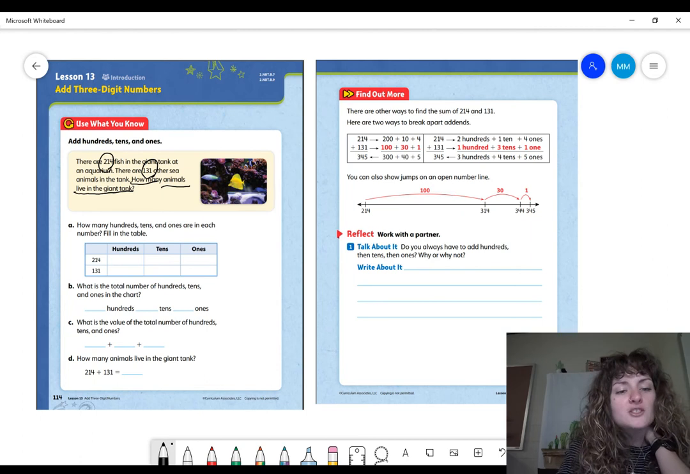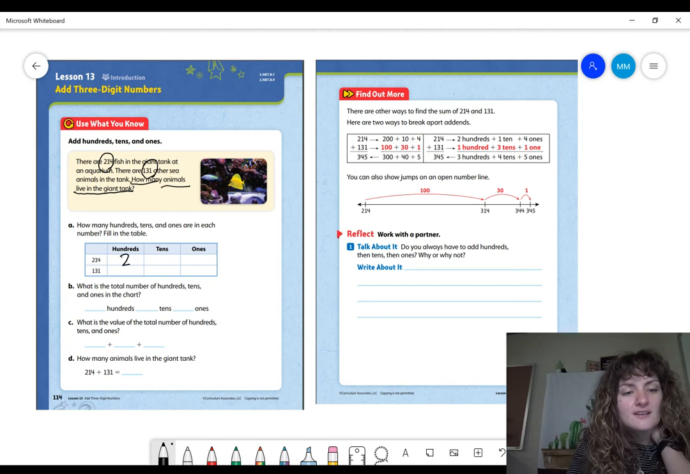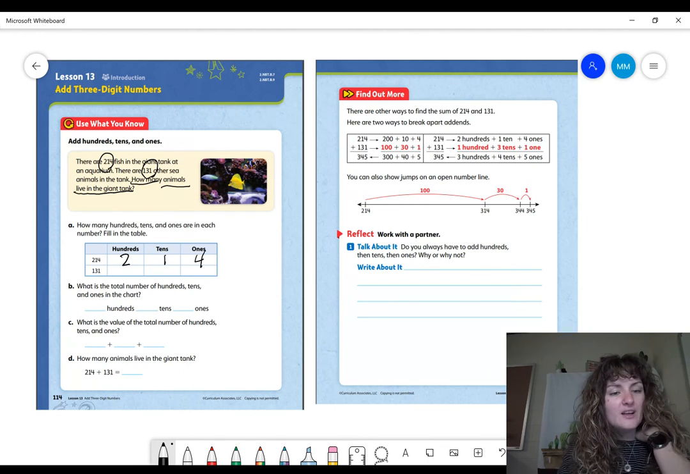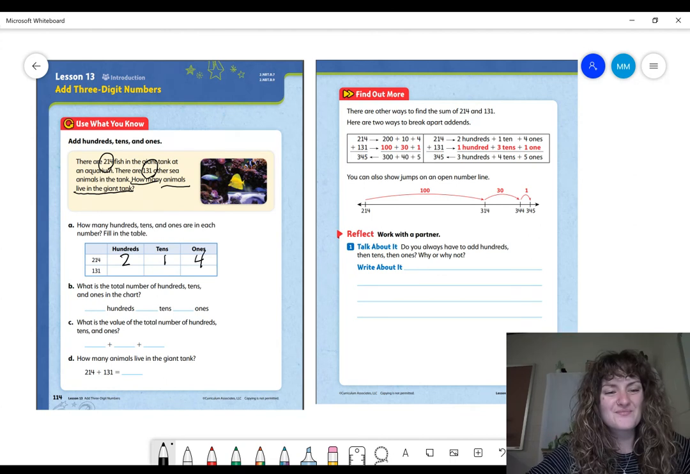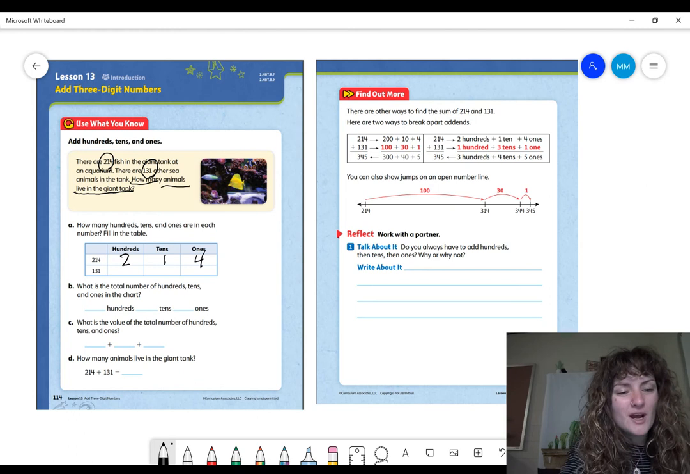So in 214, how many hundreds do we have? We have 2 hundreds, 1 ten, and 4 ones. I want you to go ahead and fill in the digits for each place value for 131. So go ahead and do that, and we will check to see if we have the same answer. So in 131, we have 1 hundred, 3 tens, and 1 one.